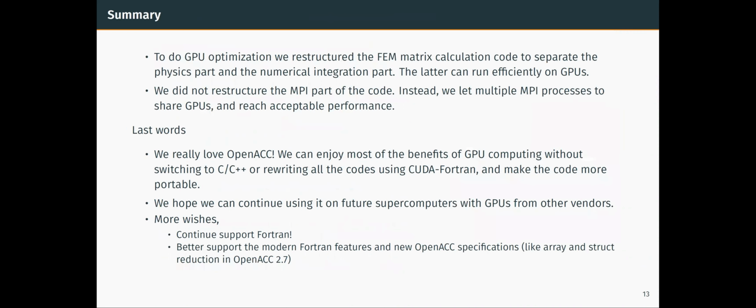Okay, so this is my last slide. In summary, we found that to do the GPU optimization, we really need to restructure the finite element matrix calculation to separate the physics part and the numerical integration part. Then after the separation, the latter part can run efficiently on GPUs. Another potential restructuring that we can do is to change from MPI to GPU parallelization for the different finite elements. But we didn't really do that. Instead, we use multiple MPI processes to share the GPU with the help of MPS. So we reach acceptable performance.